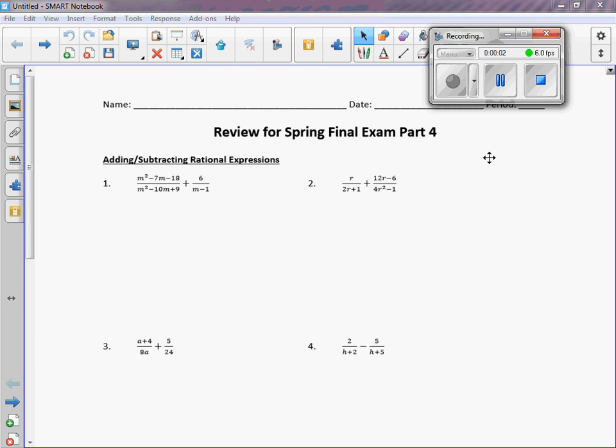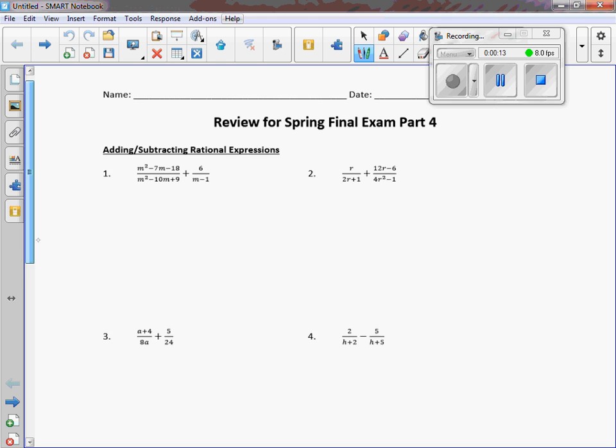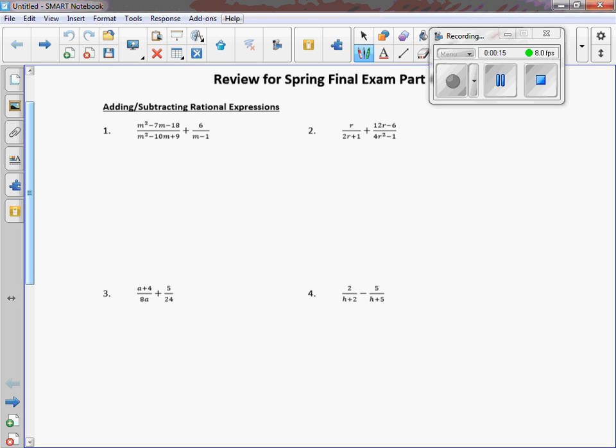This is part 4 of the spring final exam review. This first section here is adding and subtracting rationals. These are pretty difficult, so I want to do these slowly.